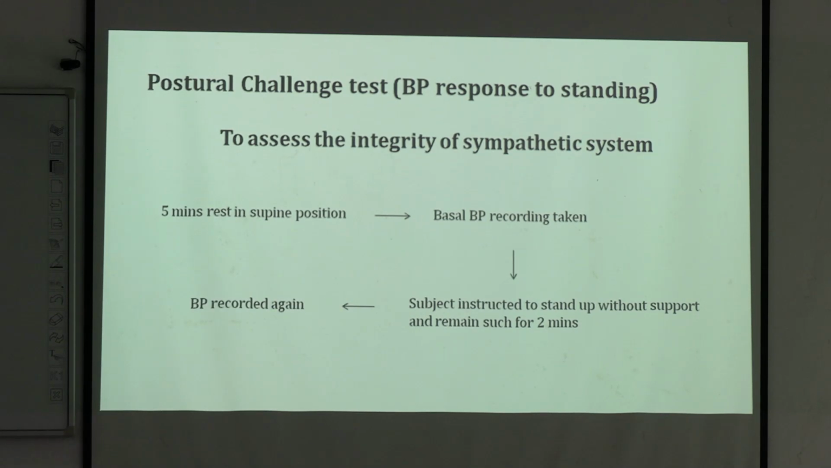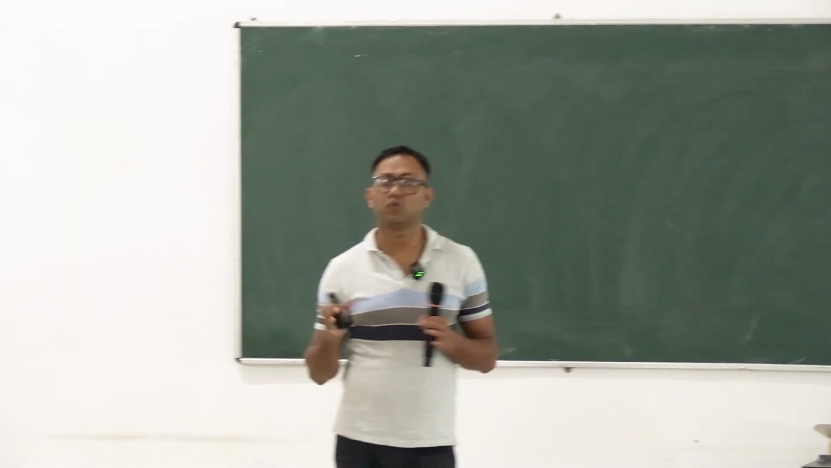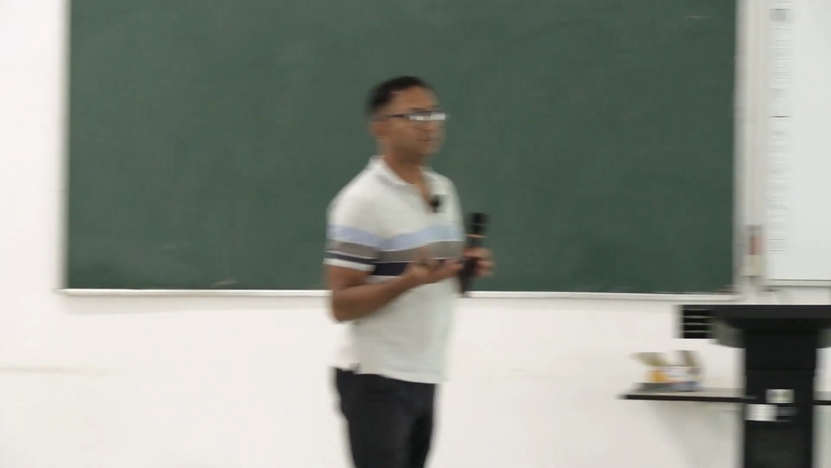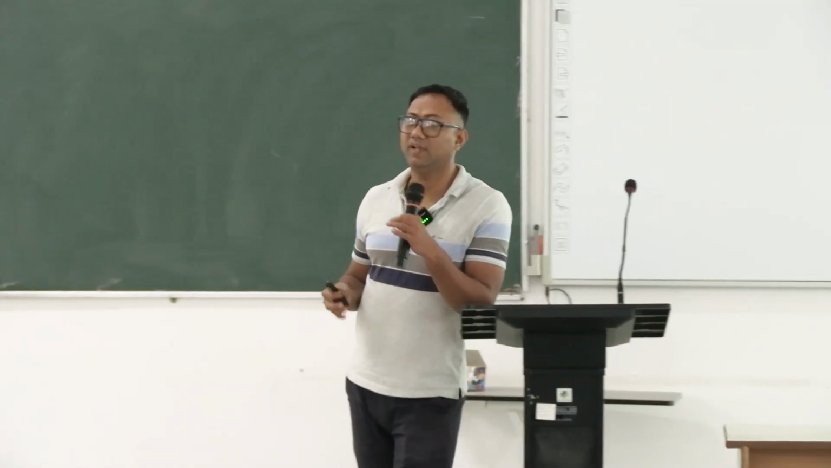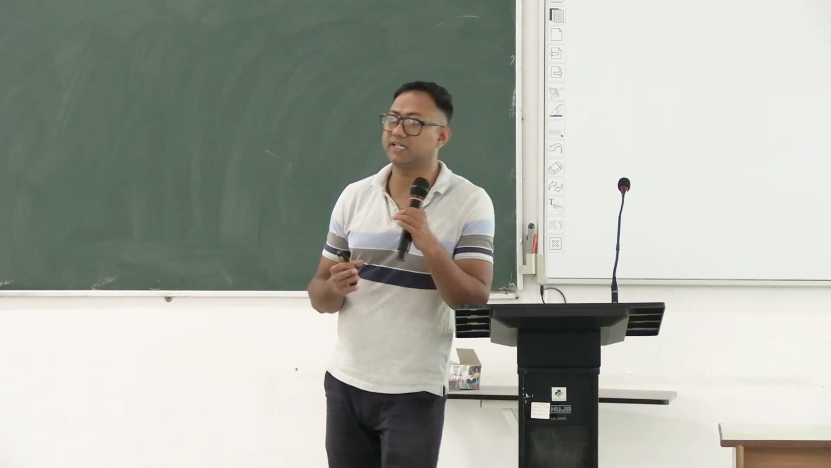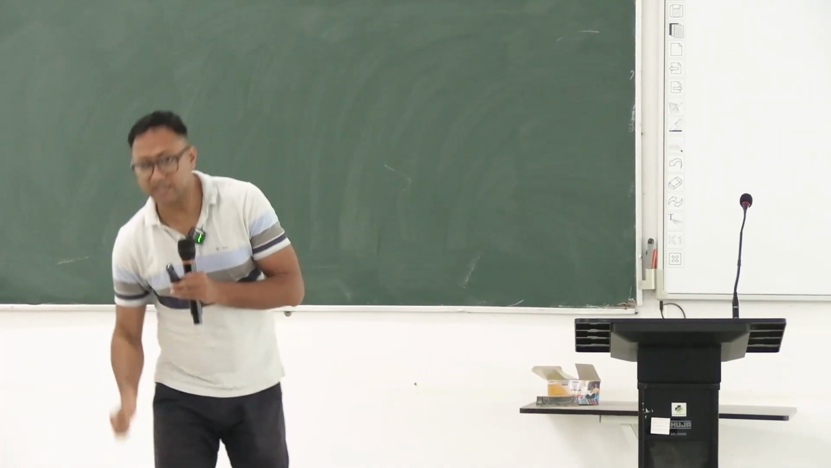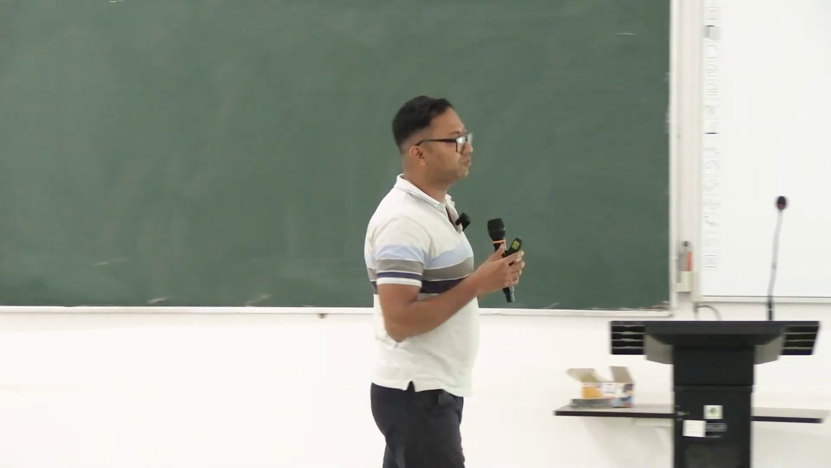So, what should happen to the patient's blood pressure when the patient stands? Should it increase or decrease? What should happen to the systolic blood pressure and what should happen to the diastolic blood pressure when the patient stands up without support? If I take support of my hand, then there will be a different thing, but if I stand up without support, what will happen?